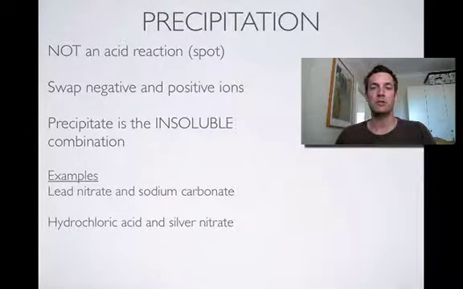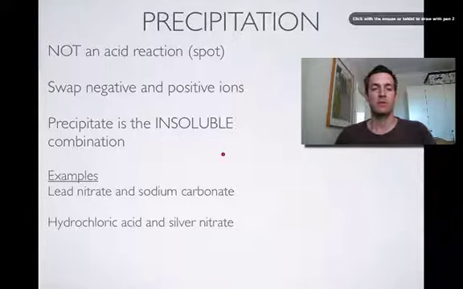Okay, precipitation reactions. Well, what does this mean? Not an acid reaction. Okay, spot. Basically, a precipitation reaction will happen if you haven't got the combination of substances that will give you one of those three acid reactions we've just seen. Okay, doesn't mean an acid won't be present. It just means there won't be a metal or a base or a carbonate for the acid to react with. Okay, so we're just going to simply swap the negative and positive ions to find out what our products are going to be.